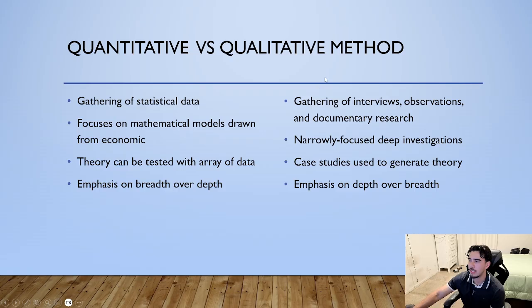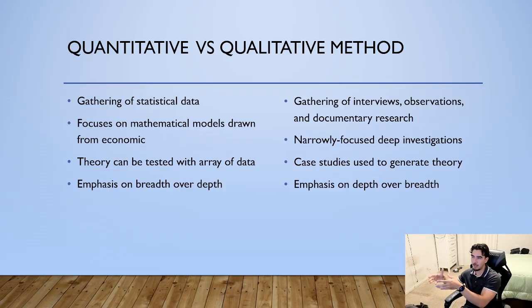Now, quantitative versus qualitative method, continued. Quantitative is going to be on the left side, qualitative is going to be on the right. The easiest way to explain quantitative is, it's just numbers, that's it. We're crunching numbers, we're throwing it in an Excel sheet, we're running it through models. And we're trying to figure out if we can test the theory with the data that we collected. Now, it is very broad though. There's not too much depth that is put into this.